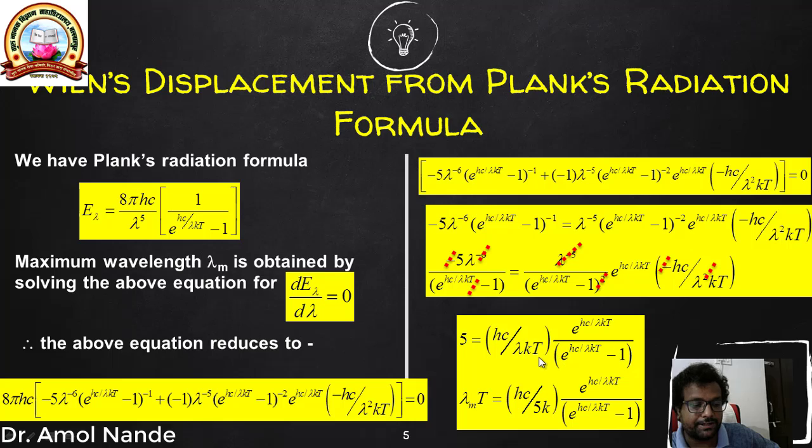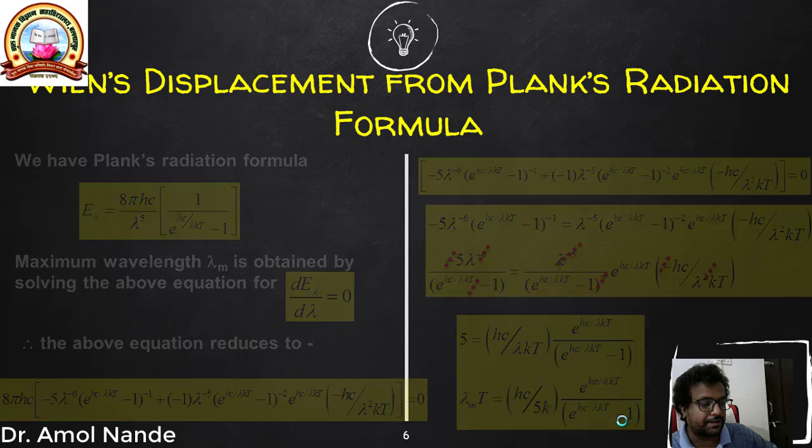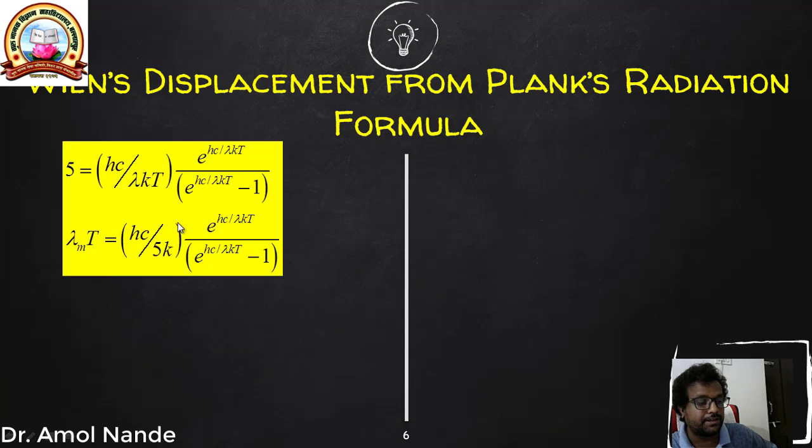And when you calculate for maximum wavelength, you take this lambda and t to the left hand side and bring this 5 to this side, so what you get is lambda t is equal to sc by 5kt, e to the power minus sc by lambda kt divided by e to the power sc by lambda kt minus 1. Alright, so we had this term: lambda t is equal to sc by 5k, e to the power sc minus sc divided by lambda kt divided by e to the power sc by lambda kt minus 1.